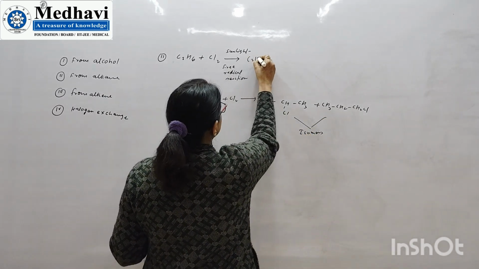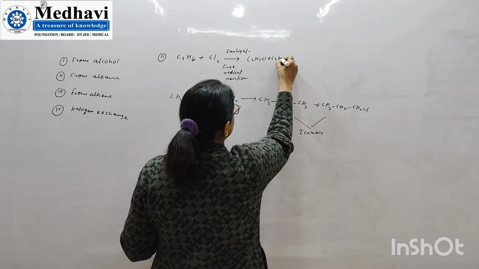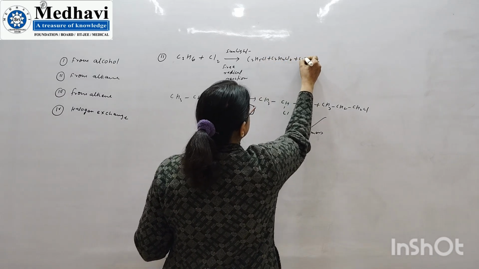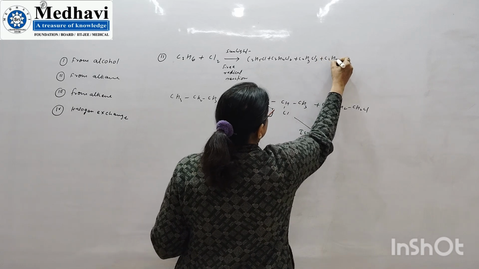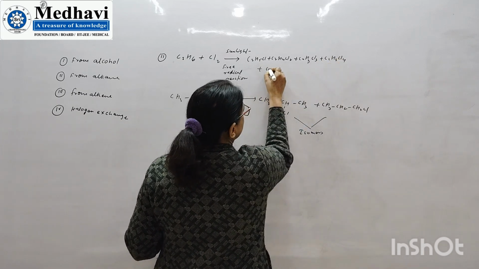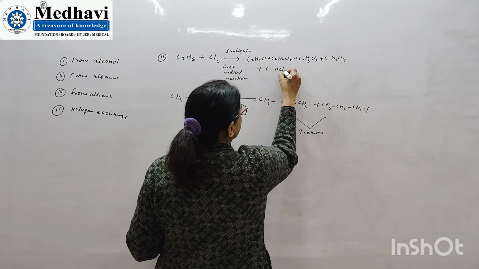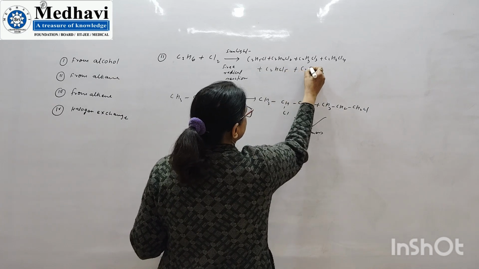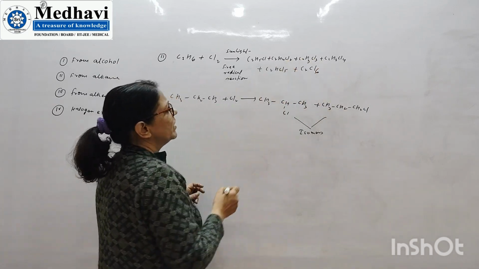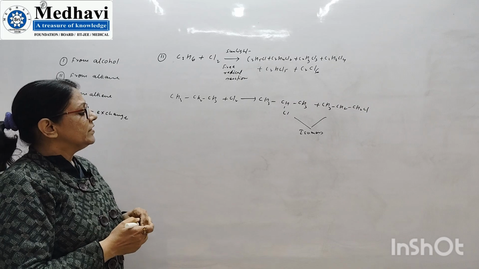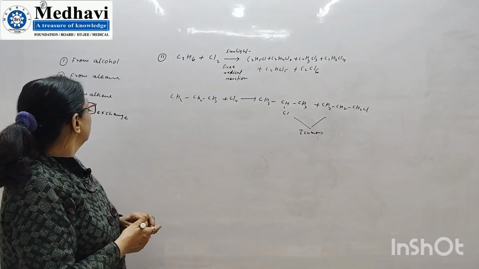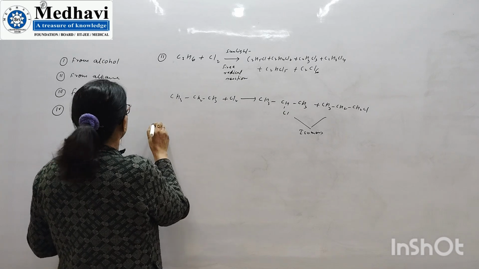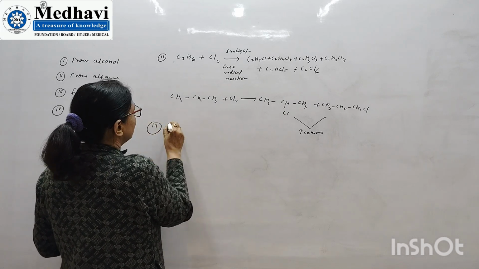Here the products are C2H5Cl, C2H4Cl2, C2H3Cl3, C2H2Cl4, C2HCl5, and the last is C2Cl6. So a mixture of products is produced. That's why this method is not suitable for the preparation of haloalkane, and we never use this reaction. Third is from alkene.